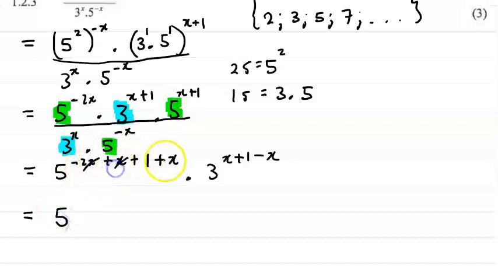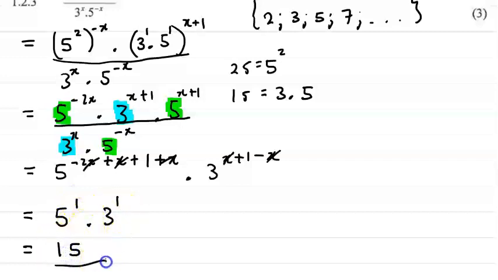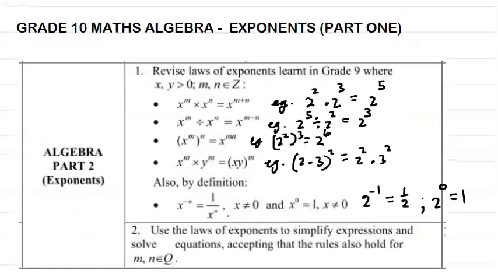So they all cancel here, which leaves me with 5 to the 1 times, plus x and minus x is 0. So I'm left with 3 to the power 1 there. So my answer is going to be 5 to the 1, which is 5, times 3 to the 1, which is 3. 5 times 3 is 15. That's my solution, 15.